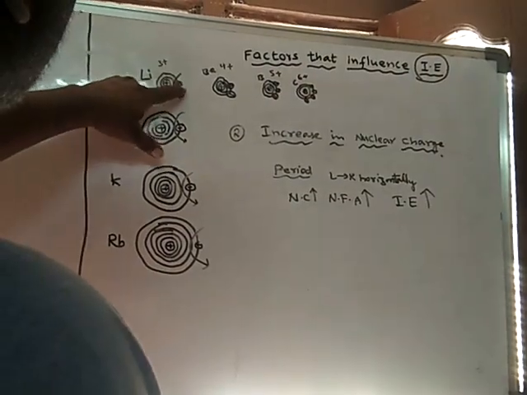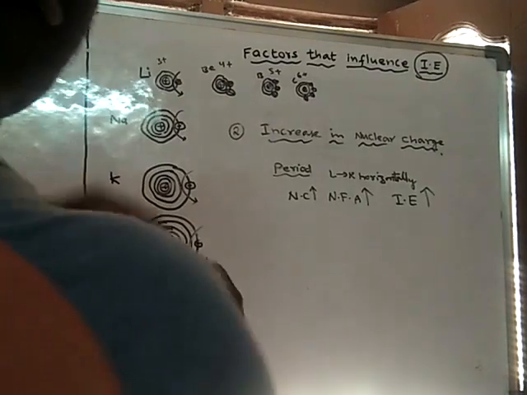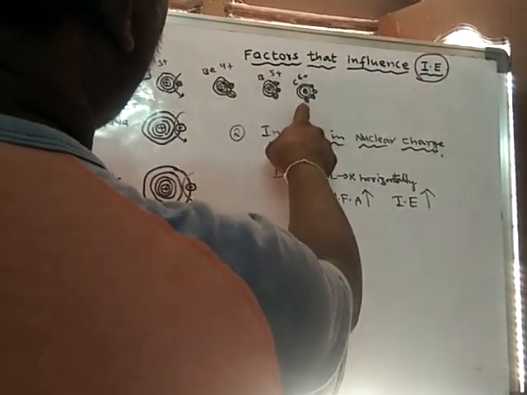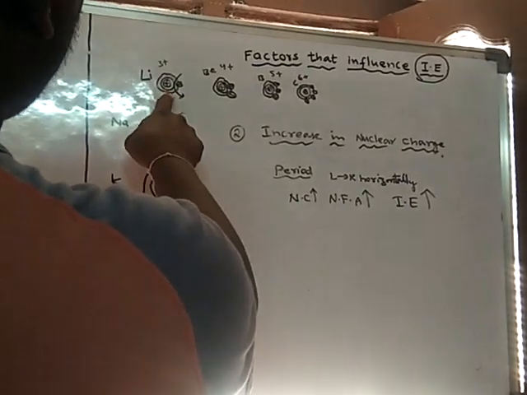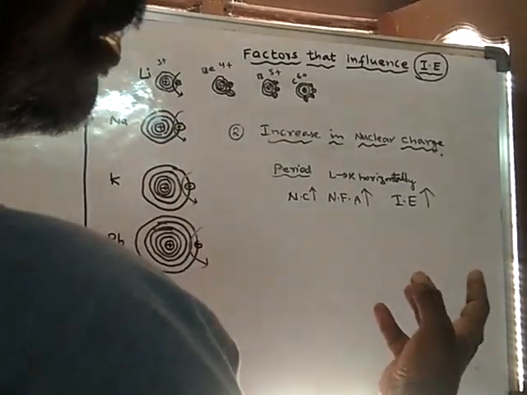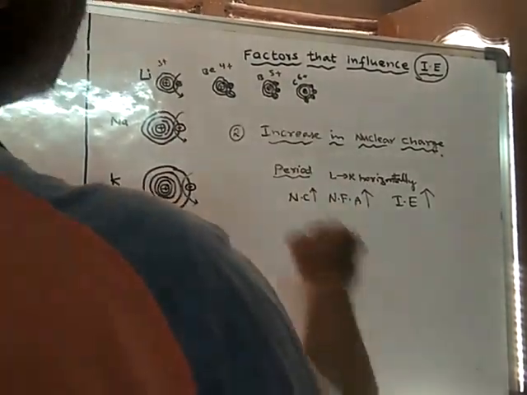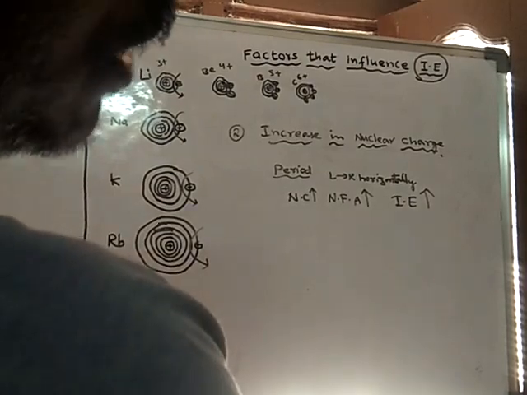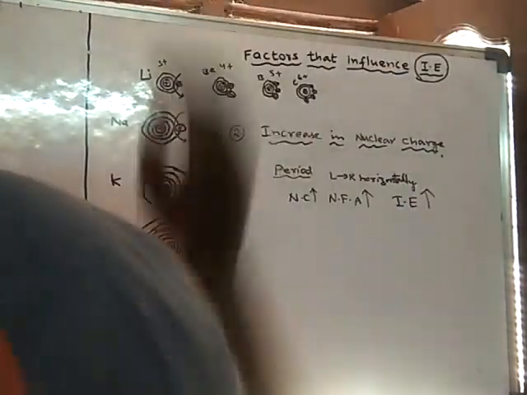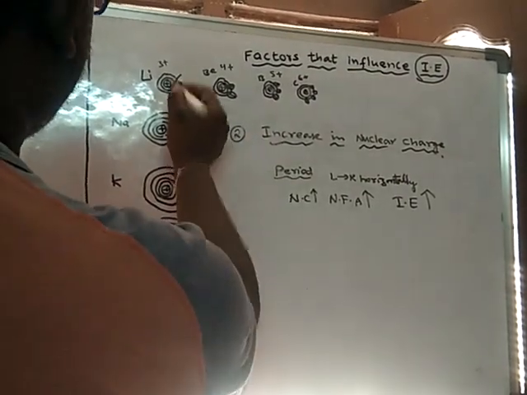To take out one electron from a lithium atom requires some energy, but to take out one electron from carbon takes more energy. As we move from lithium to beryllium, the energy required to take out an electron increases, and from beryllium to boron it still increases, and from boron to carbon, and from carbon to nitrogen, and so on. So along a period, the energy required to take out an electron increases gradually. Right. Now what happens down the group?